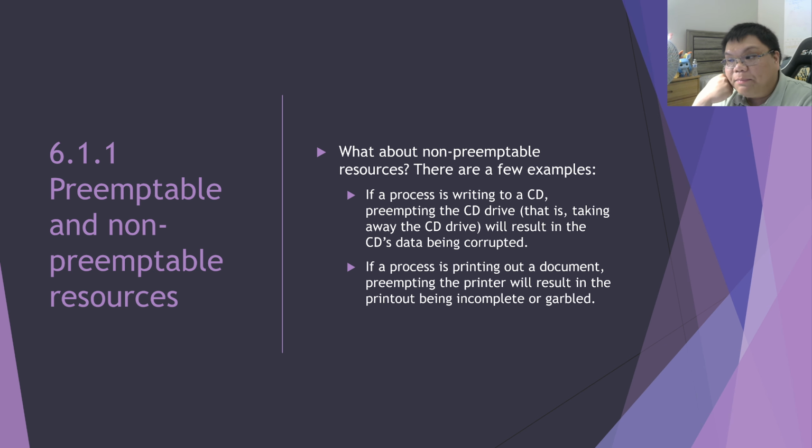What about non-preemptible resources? There are a few examples, such as a CD drive. If a process is writing to a CD, and we preempt the CD drive, that is, if we take away the CD drive while a process is using it, we're going to end up with corrupted data on the CD. If we write to a CD and we preempt that drive in the middle of a write operation, we've just screwed up the data on the CD.